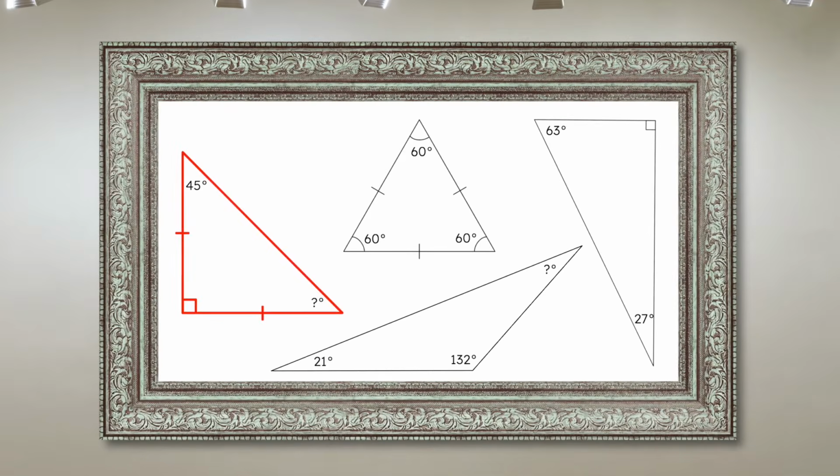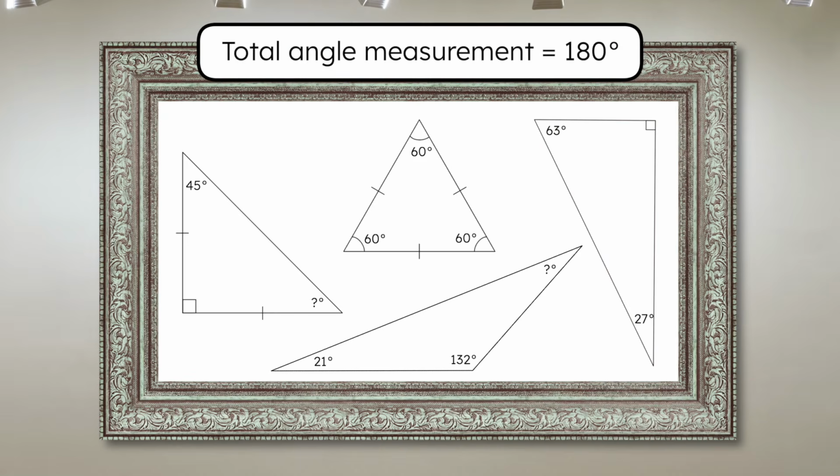There is one right isosceles triangle, an acute equilateral triangle, an obtuse scalene triangle, and a right scalene triangle. Since all triangles have a total angle measurement of 180 degrees, the missing angle for the first triangle is 45 degrees, and the other missing angle is 27 degrees. Great work classifying each triangle and finding the missing angle measurements.